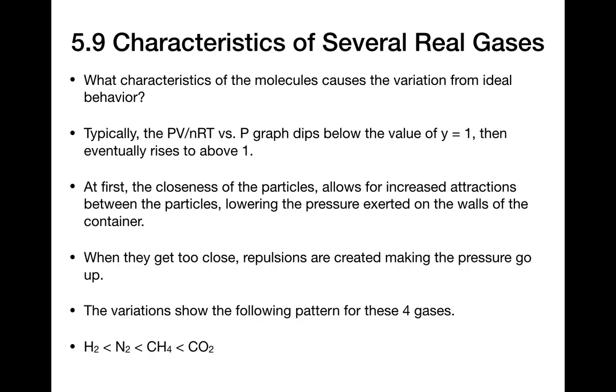However, when molecules are so close that they begin to get nuclear repulsions, you can't get molecules too close or they begin to repel. The repulsions actually increase the pressure and push the molecules apart, trying to increase the pressure and the volume. And so when that begins to happen, the ratio PV over nRT actually goes up. If you look at the four gases, hydrogen, nitrogen, methane, and carbon dioxide, because the smaller ones have less molecular volume and less attractive forces, you see H2 having the least variation, N2 having next, CH4 next, and CO2 the most variations from ideal behavior.